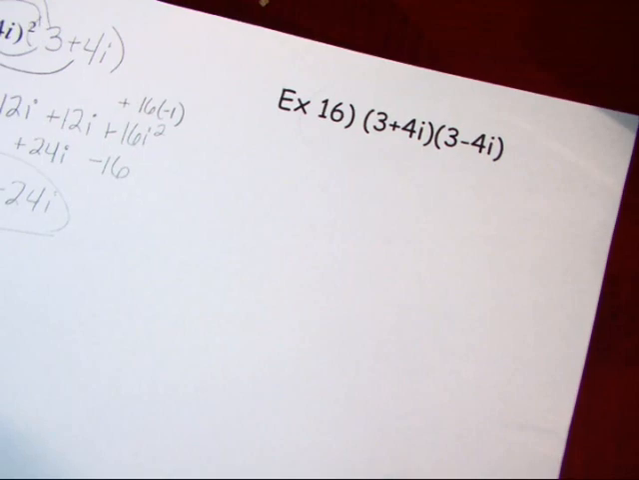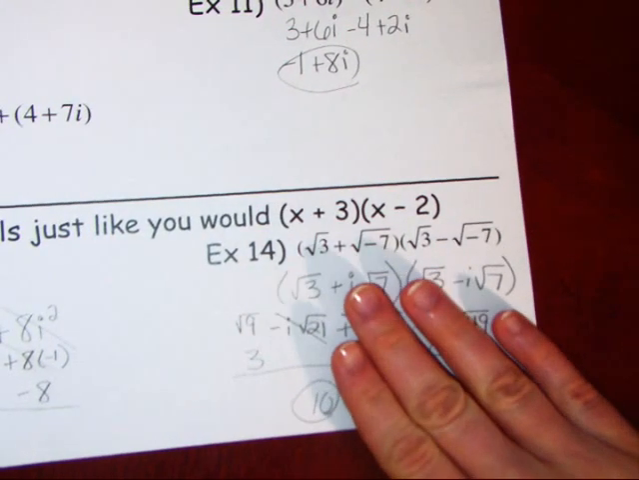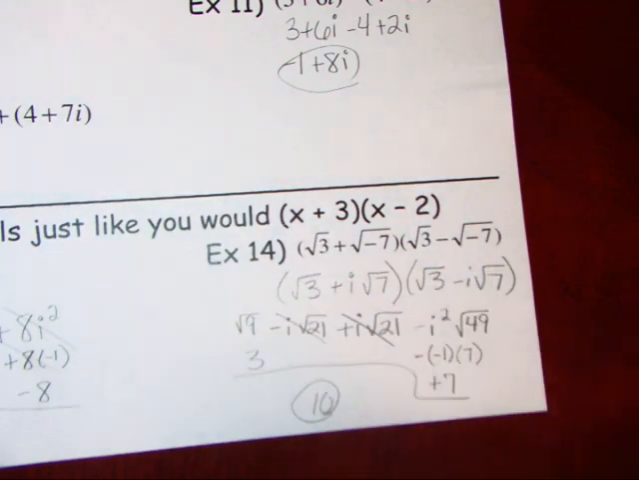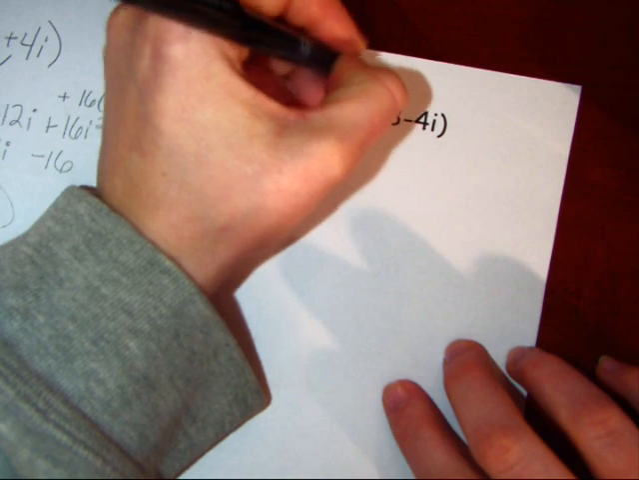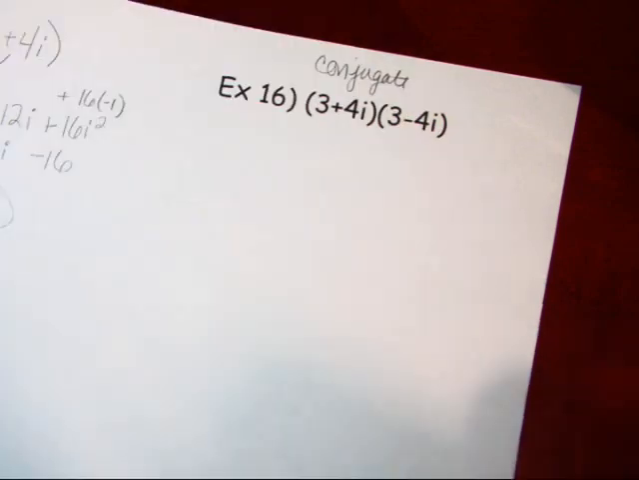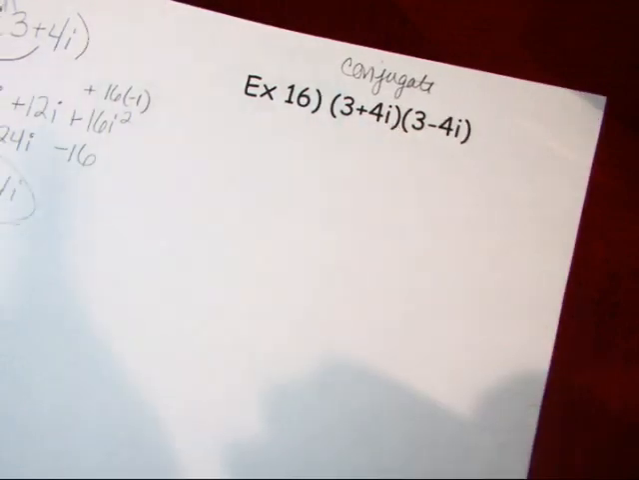So that one kept the i, whereas in example 14 we lost it. Now look at example 16. 16 should look kind of similar to 14. Notice that number 14 is the exact same problem except for the middle signs. Well, look at 16. They're the exact same problem with different signs. When this happens, we call it a conjugate. A conjugate is when you have the same binomial, but the middle signs are different. Maybe you want to write that down. A conjugate is when you have the same binomials, but the middle signs are different.